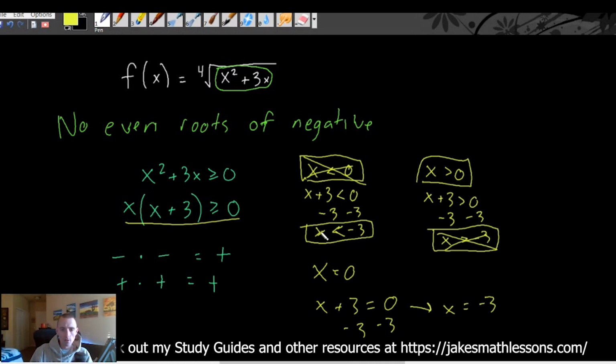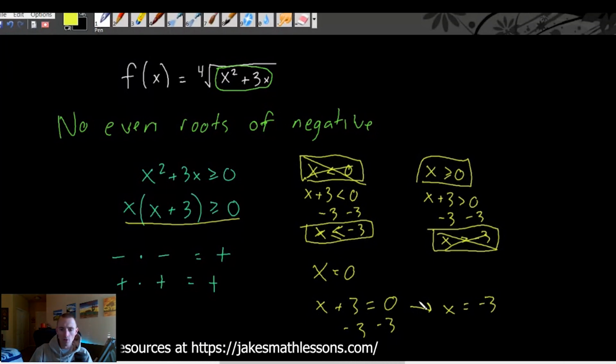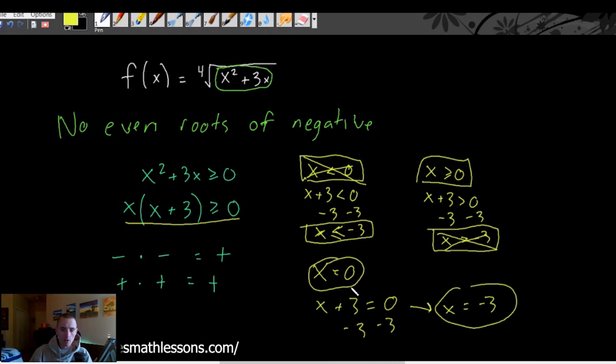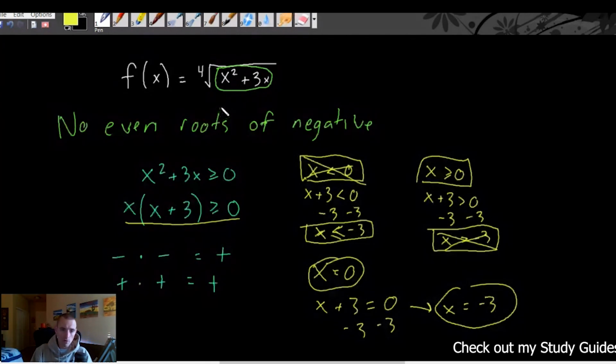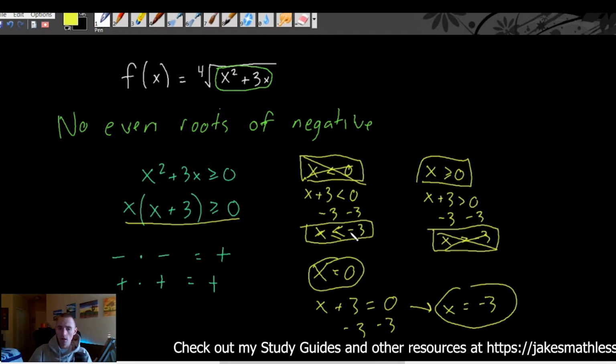So really, as long as x is less than or equal to -3, we should be good. As long as x is greater than or equal to 0, we should be good, because 0 and -3 are also acceptable x values to make sure this works. So as long as x is within one of these two intervals here, we'll be taking the even root of a positive number or 0, which means this function will actually return some output, and we should be good. So basically, that tells us these two intervals.